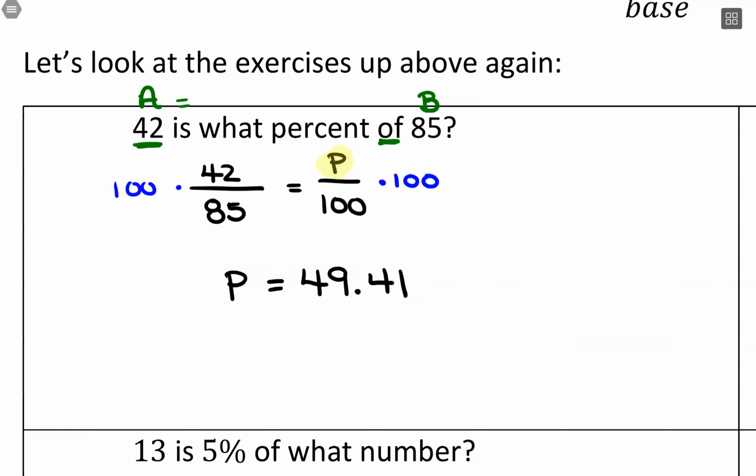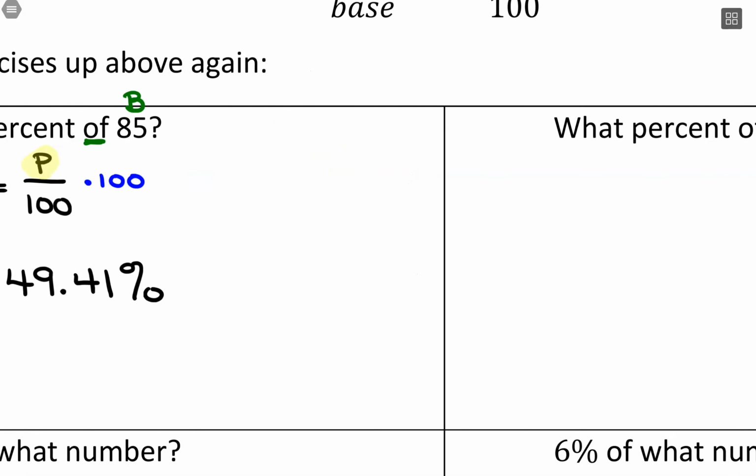49.41. And this right here is a percentage. That's what I was saying about how we don't need to move the decimal around. By including this 100 in here, it's already taken care of. So this number you get for p, you just put a percent symbol on the end there, and it matches up above.